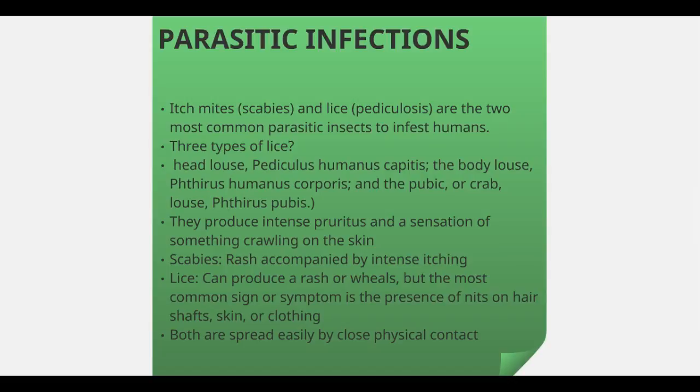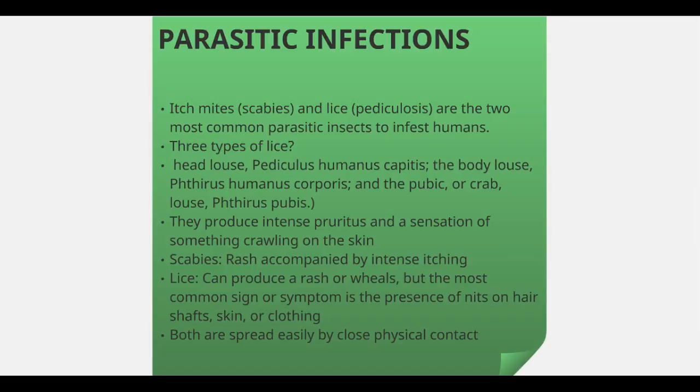There's the head louse, the scientific name is Pediculus humanus capitis, and the body louse, which is Pediculus humanus corporis, and then the pubic or crab louse, which is Pthirus pubis. Those are all of the different types of lice that you should be aware of.